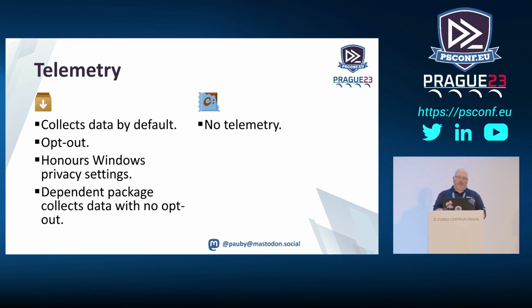That's just me. But to give Winget its due, while it does collect data by default, you can opt out, and it will also honour your Windows privacy settings. So it'll still collect the information locally, but it doesn't send it anywhere. But there's also a dependent package that collects data with no opt-out. It's called the Microsoft.ui.xaml.2.7 package, and that does collect telemetry. It says there is no opt-out for it. I don't know how it works as part of Winget, you would have to look into it, but the package collects data and there is no opt-out, is all I can tell you.